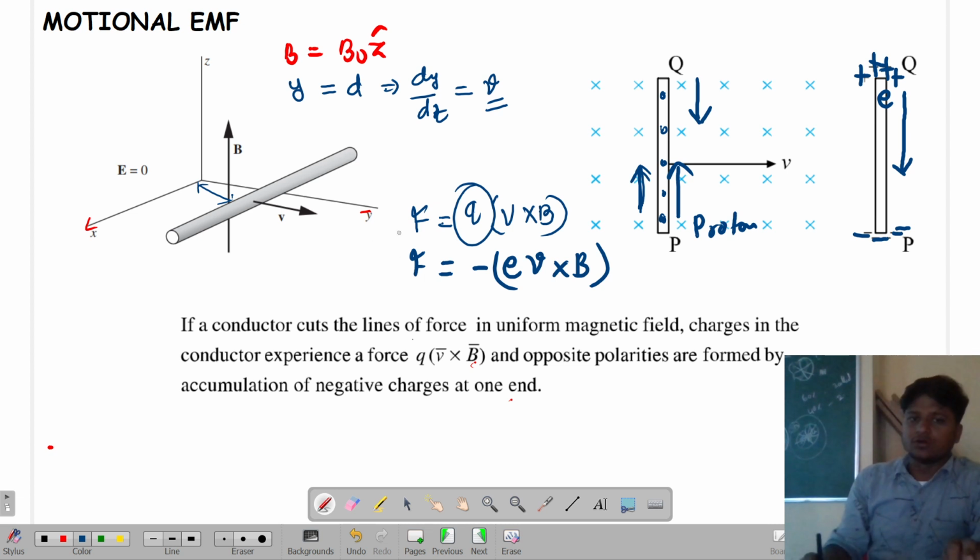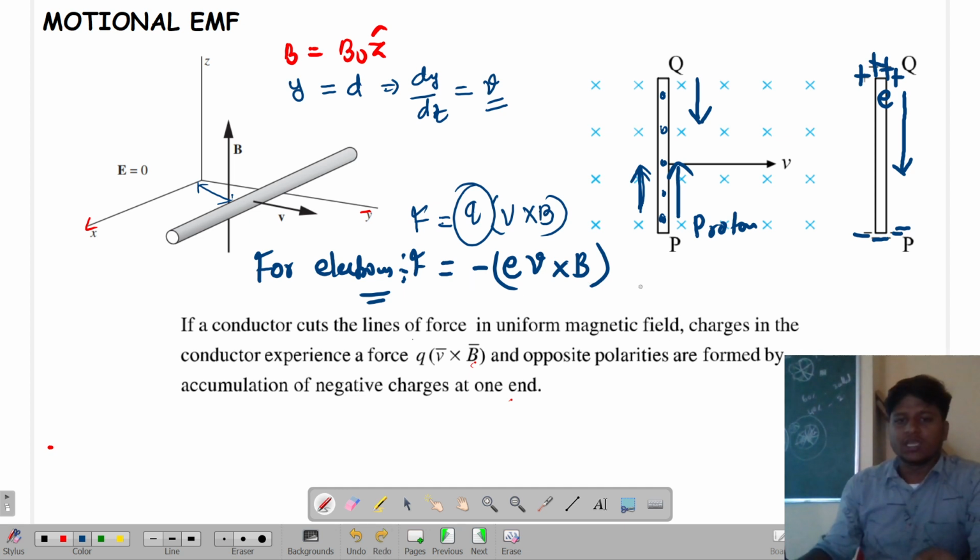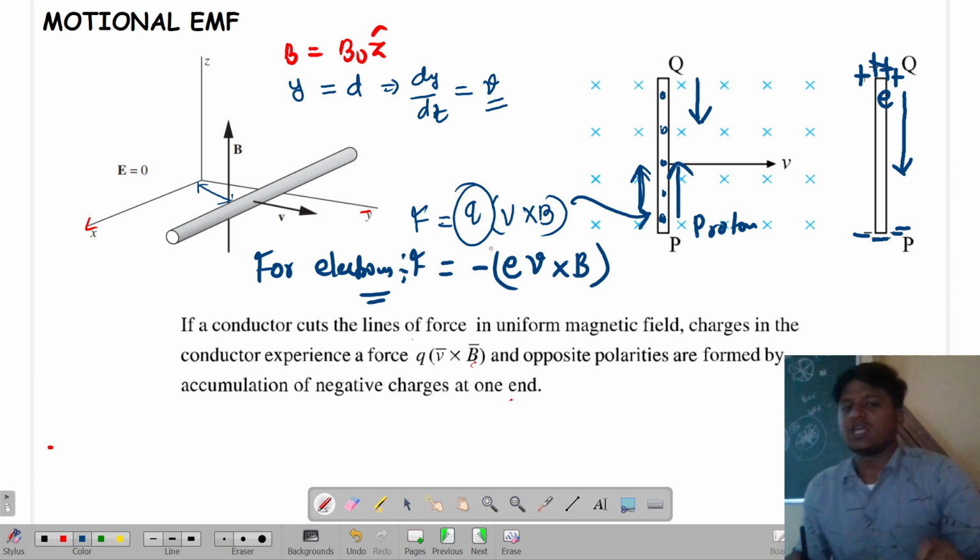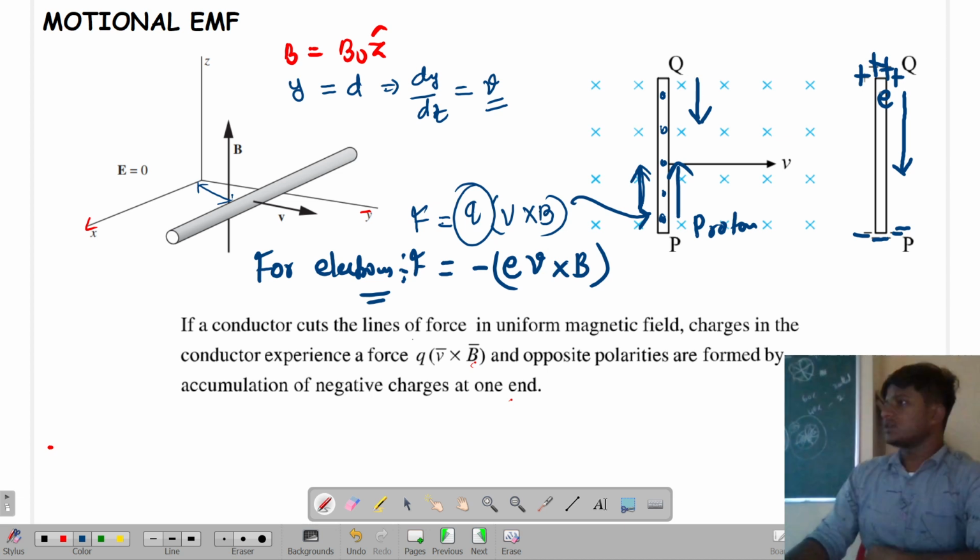Every concept. So look over here. For the electrons, this is the equation. The electrons are experiencing the force minus E V cross B. The negative sign is shown for opposite direction. If it is a proton, F will be Q V cross B. Therefore, if I consider the plus sign over here, then protons should move from P to Q. If I include the negative sign over here, then electrons should move from Q to P. Right or not? Is this clear or not? Write this fast.